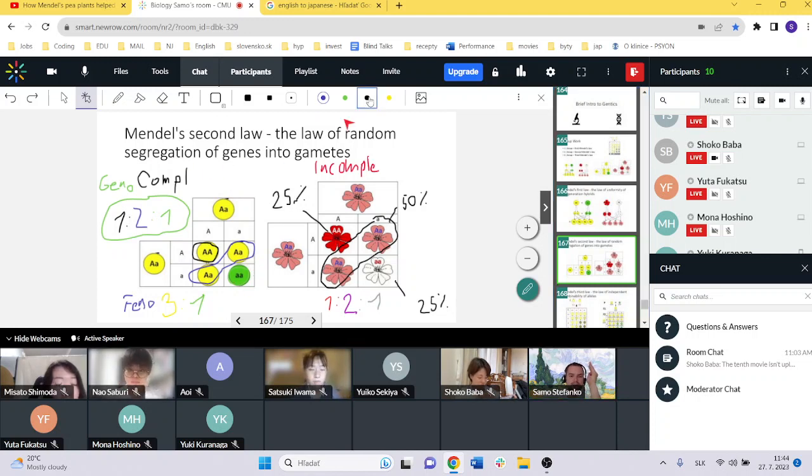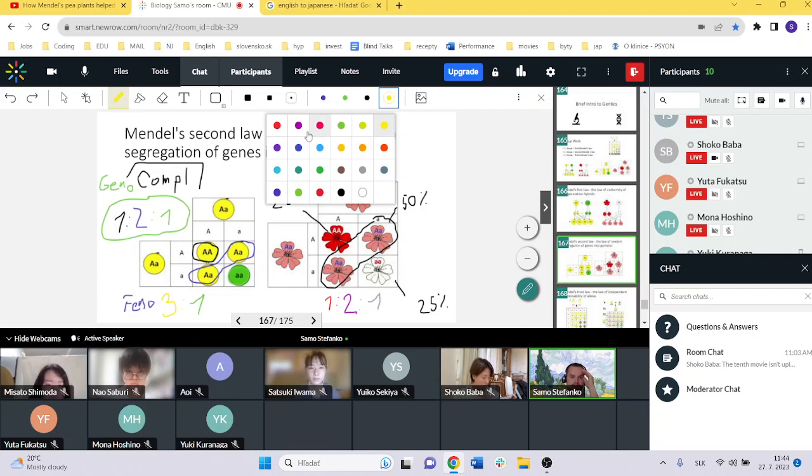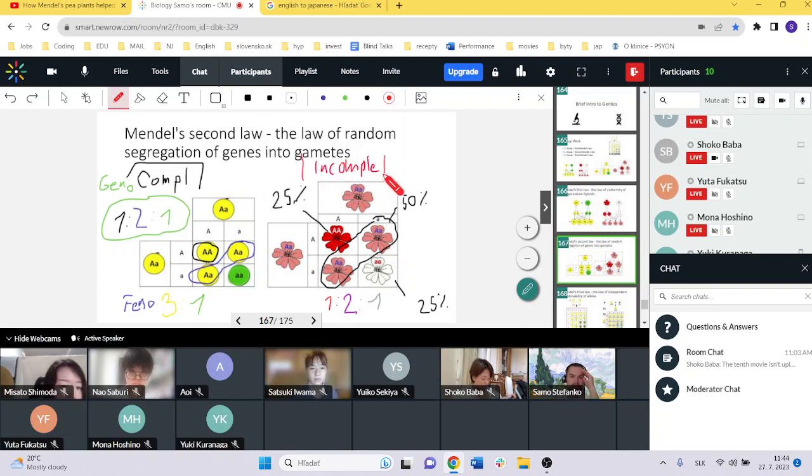But in complete dominance case, if we are dealing with incomplete dominance case, we see that the phenotype is 1 red dominant homozygous, 2 heterozygous, which are pink, and 1 white homozygous. What would be genotype in this case? Genotype ratio.